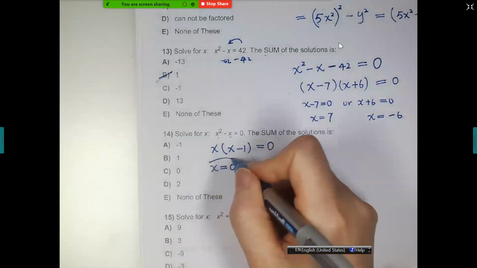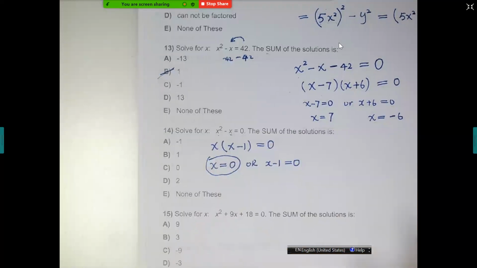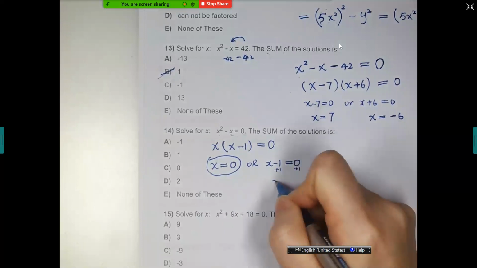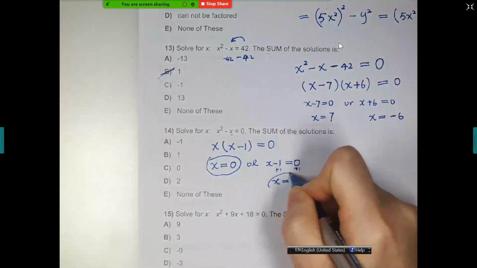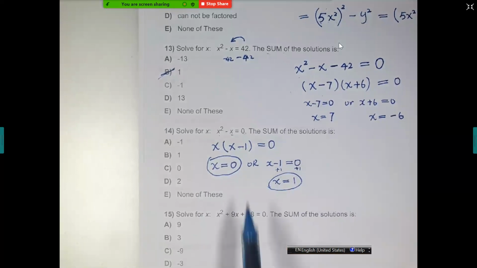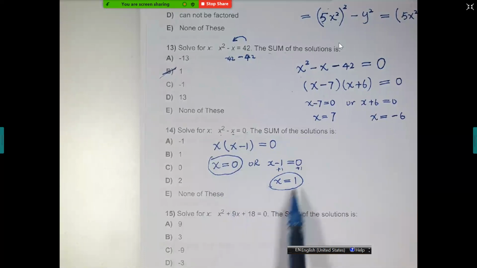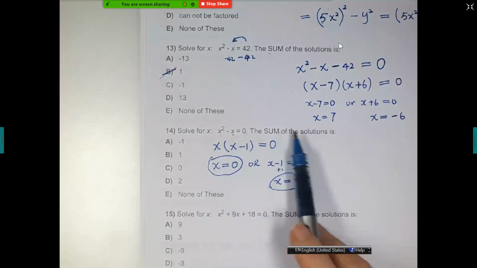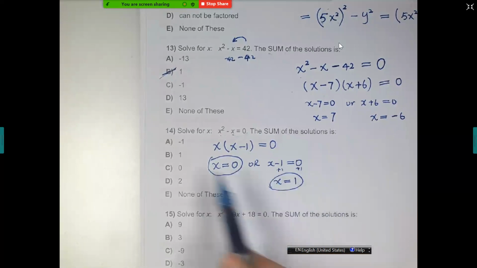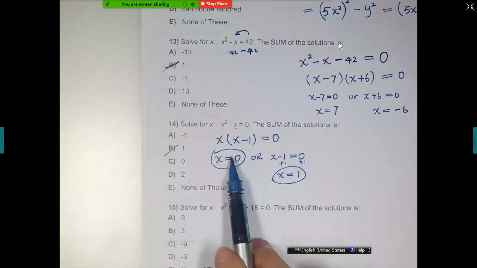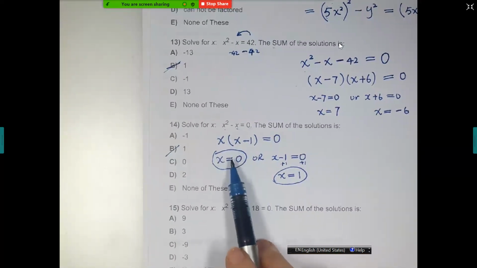Do we have to solve for x for this one? We don't, because we know x already. But for the second case, we have to continue to solve for x. Plus 1 on both sides. Here we get x equals positive 1. Okay, so this equation here has two solutions. 0 is one solution. 1 is another solution. So the sum of the two solutions is what? 0 plus 1, that's 1. B is the right answer.